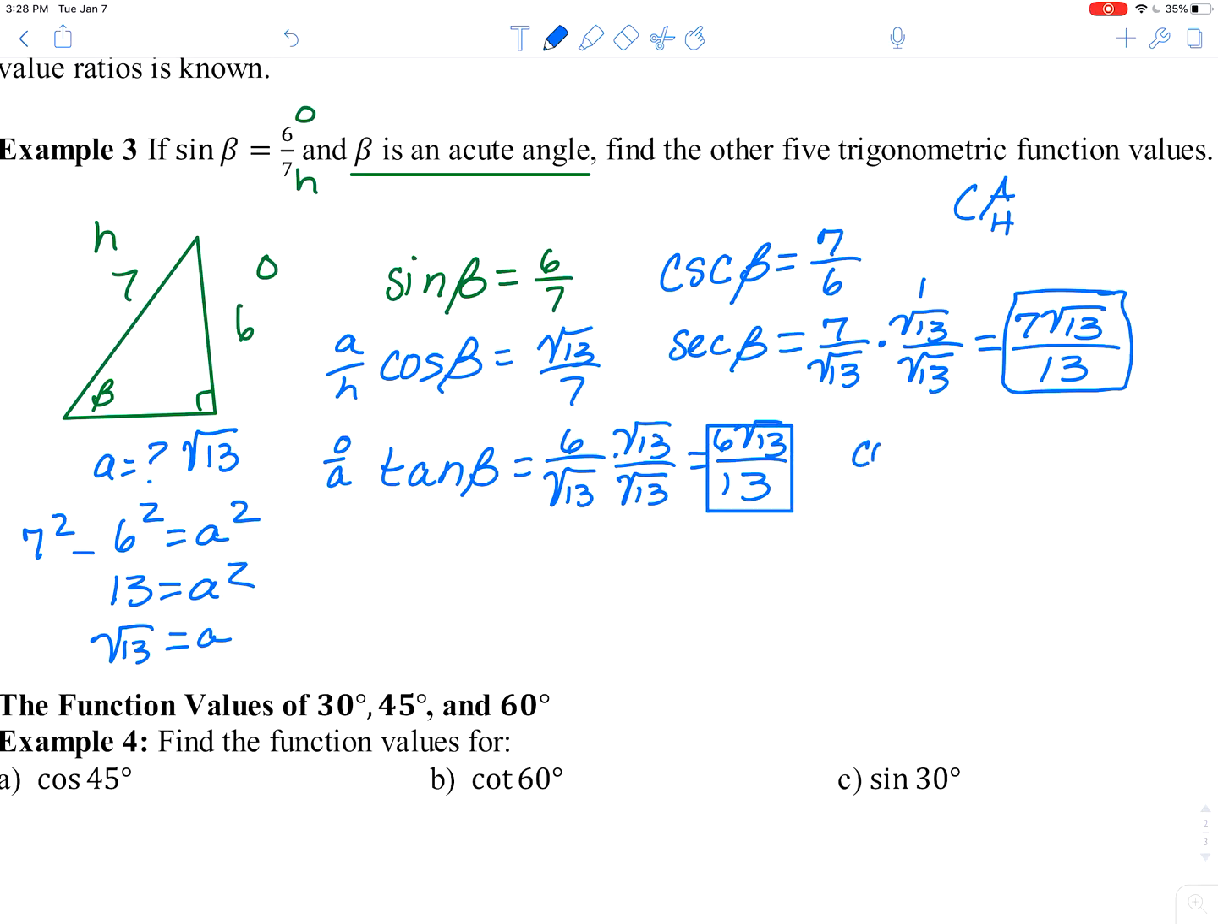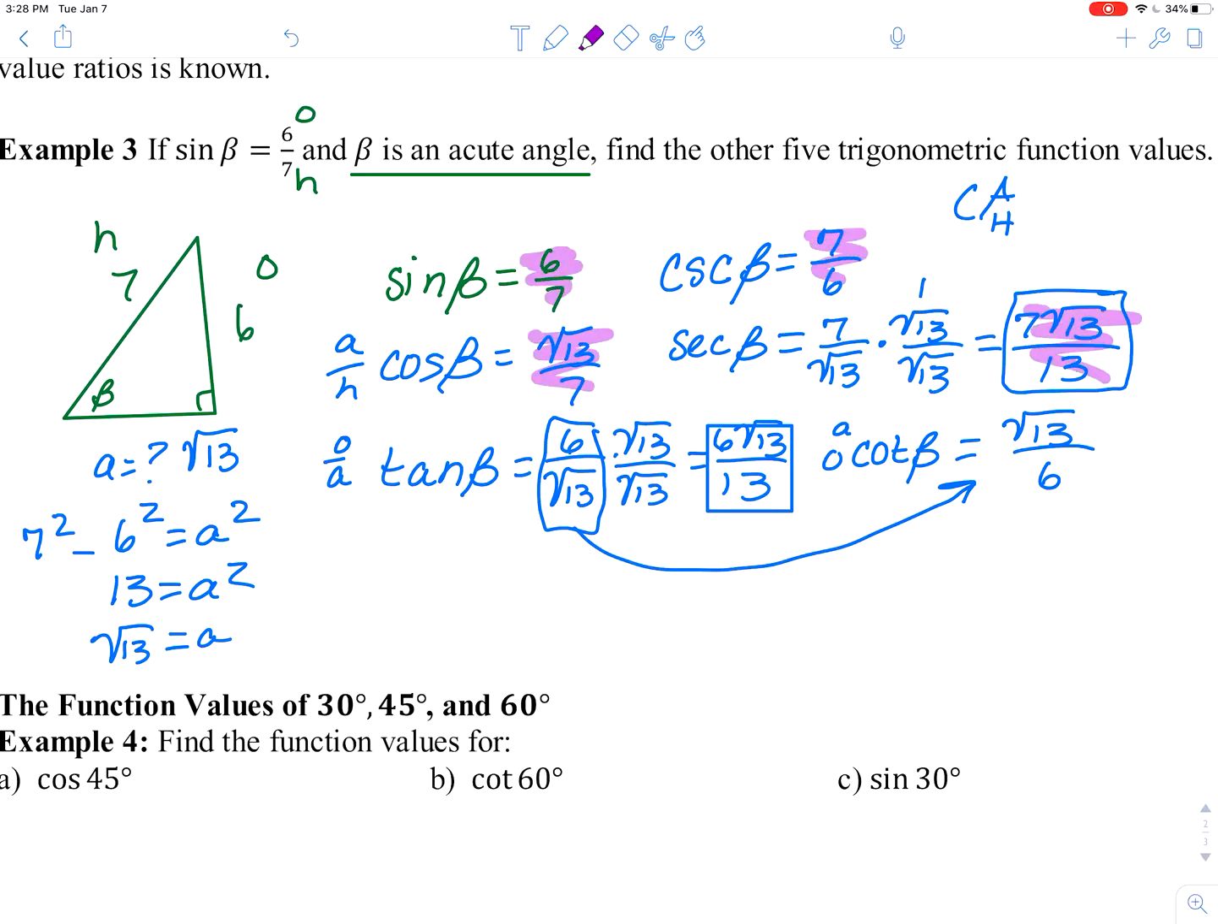And then you want your cotangent of beta, and then you're done. Now remember, cotangent is just A over O. So I think I'll just go ahead and flip this guy over, since that will pull the radical into the numerator without me having to rationalize to get there. And so there we have our solutions for the other 5 trig values. Okay, so do a sketch, use your Pythagorean theorem if you're missing a side, and then there you go.